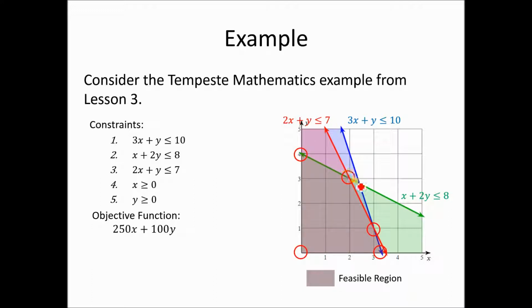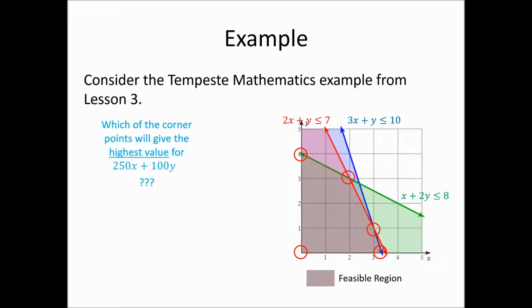Got my corner points. 1, 2, 3, 4, 5. So I need to figure out here, what are the values of these corner points? Where are they? And which of the corner points will give us the highest value for this objective function? Rather than having to check all of these points, I don't have to worry about those, because the theory says that the maximum value will lie at one of these 5 points. 5 seems like a lot, but compared to everything in this area, 5's really not too bad.